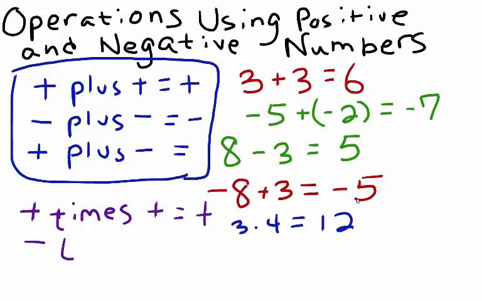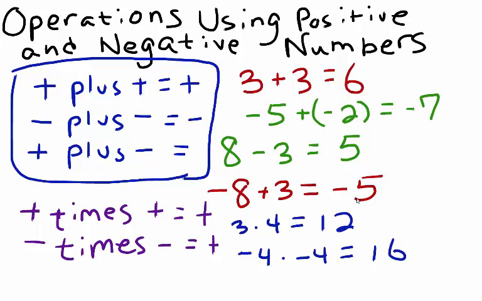A negative times a negative is always positive. For example, negative 4 times negative 4 equals positive 16.